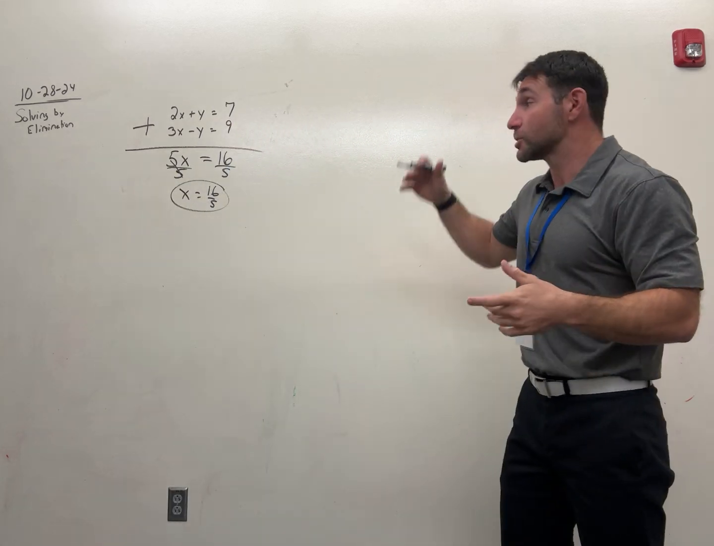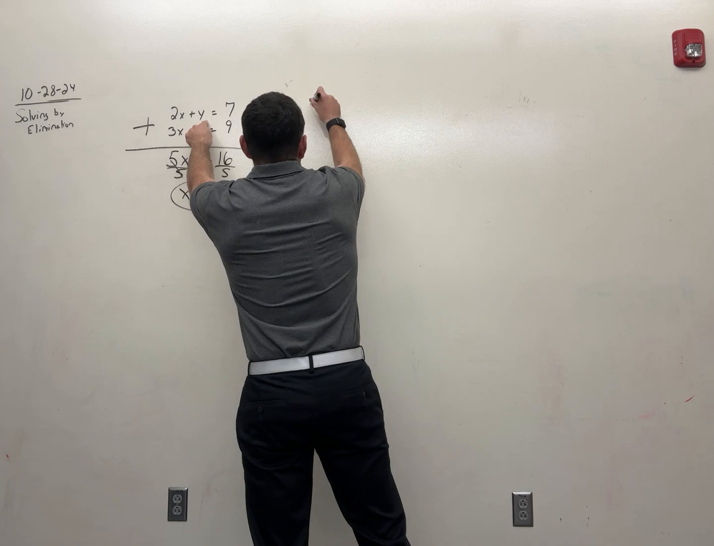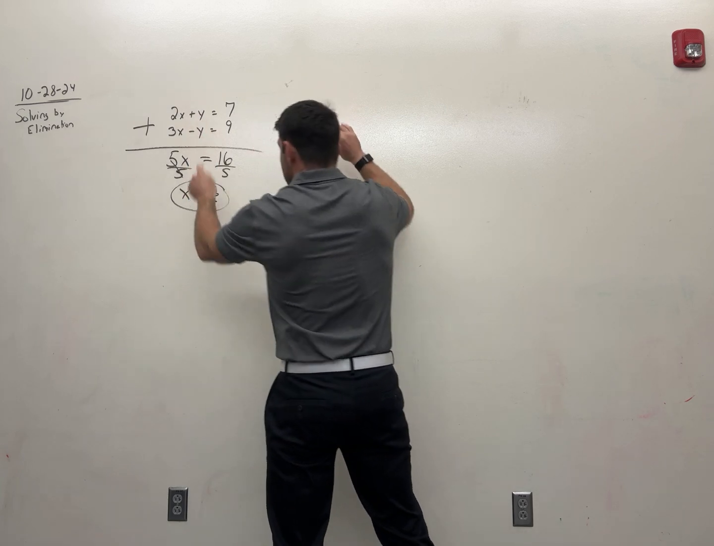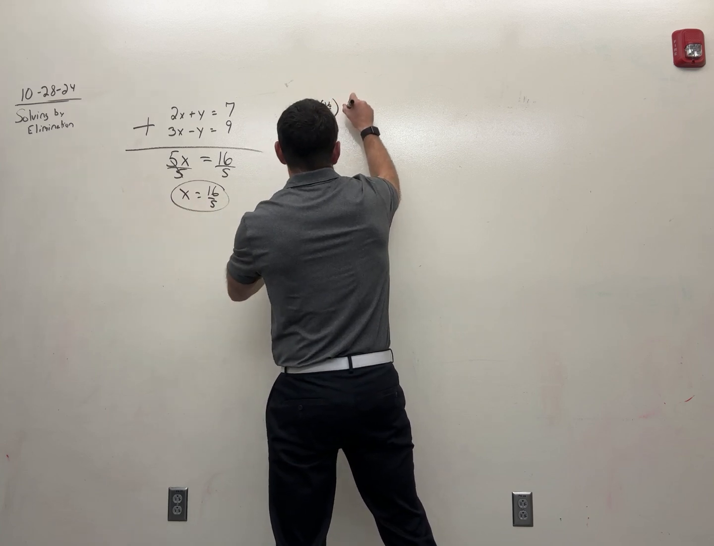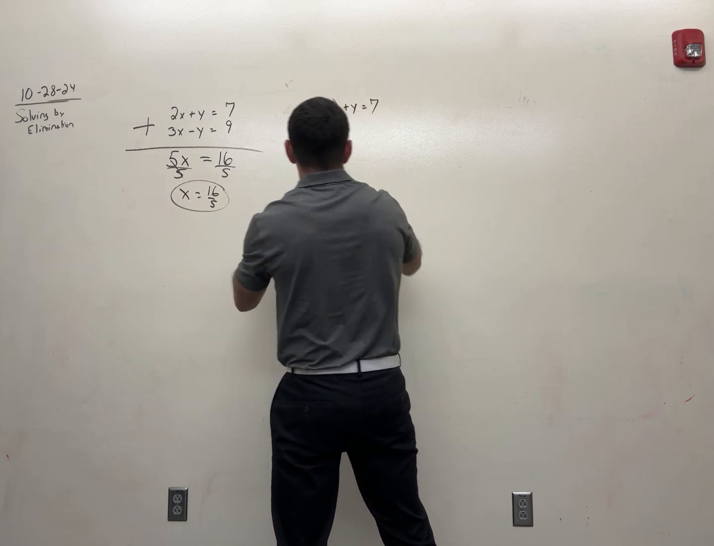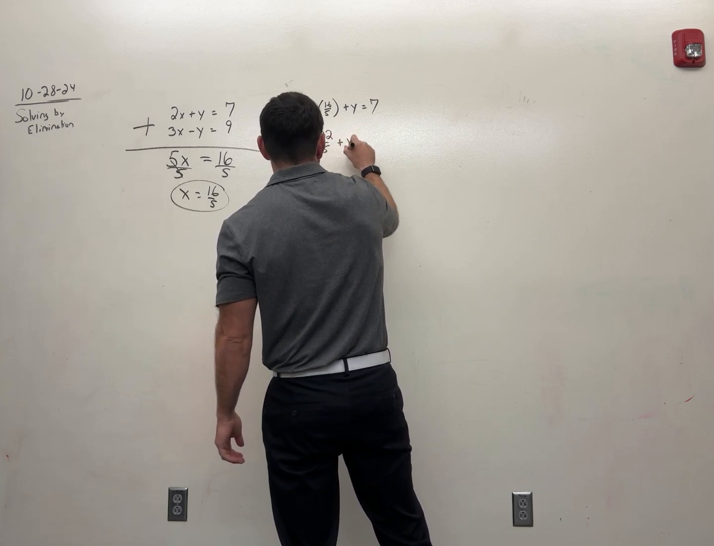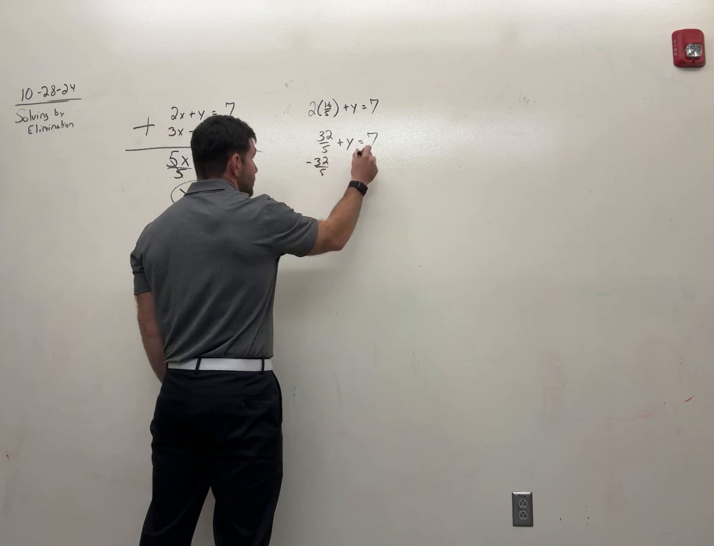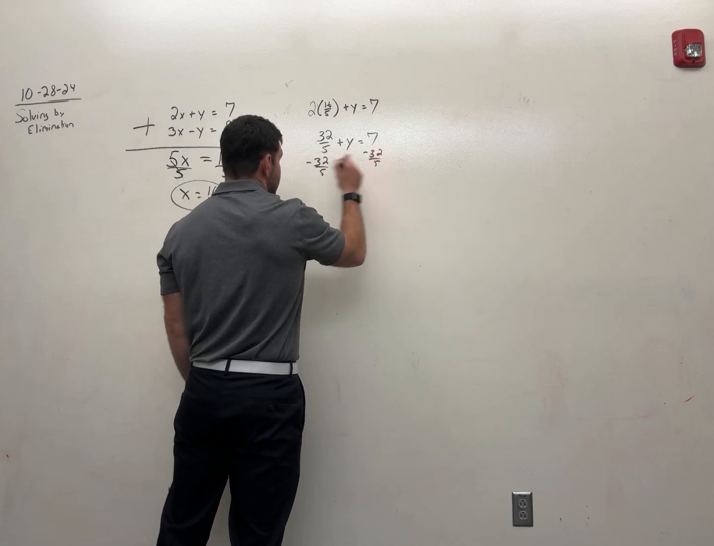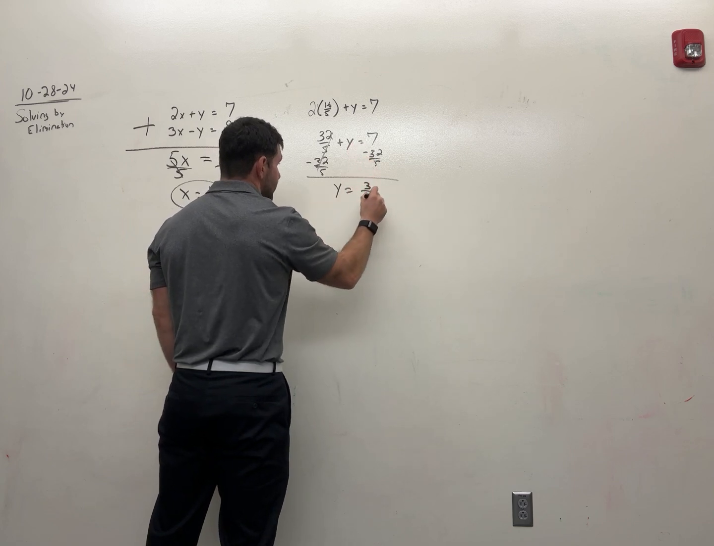Not yet. So now we still have to substitute in. Choose one of them. I don't care. I'm going to choose this one. 2x, where x is 16/5, plus y equals 7. So that gives me 32/5 plus y equals 7. You guys are going to have to check me with the calculator. I subtract 32/5 from both sides. That gives me y equals 3/5.